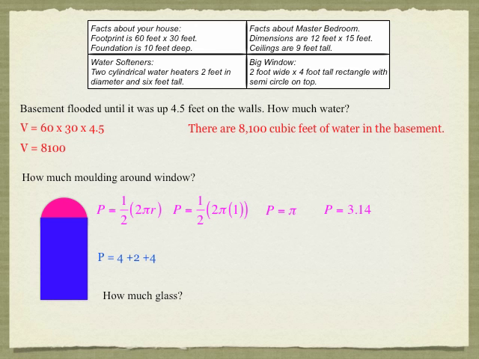The perimeter of the blue part would be 4, and then 2 at the bottom, and then 4 up the other side, which would be 10. So the total perimeter is 13.14. So if I put molding around that window, I'd need 13.14 feet.